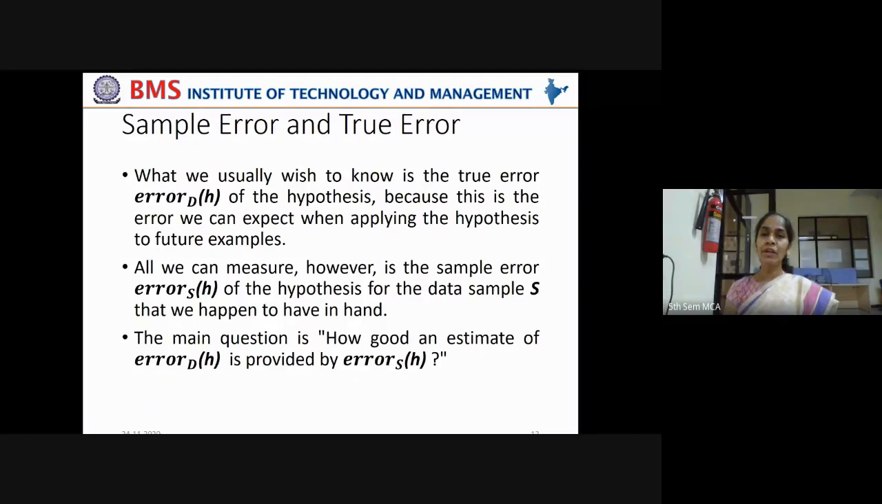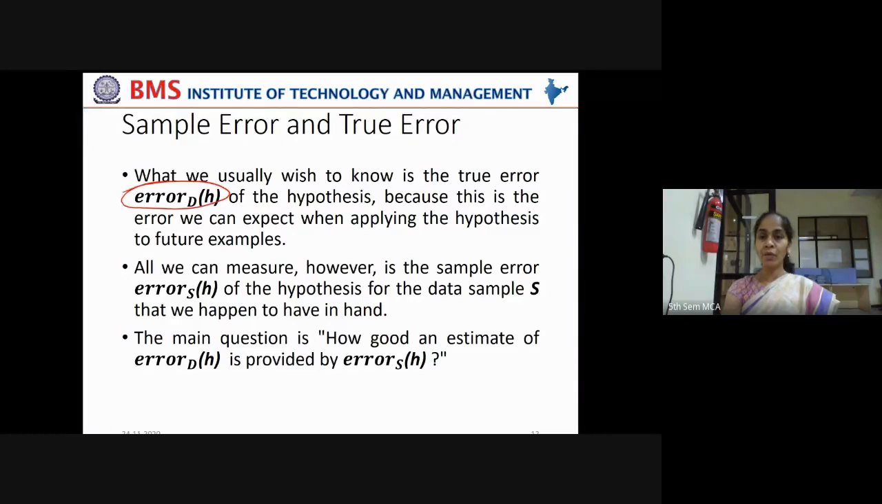Now, what we usually wish to know is the true error of the hypothesis, because this is the error we can expect when applying the hypothesis to future examples, right? It is not the error that we encounter or face when we are training the machine learning model, that we are not interested in. When that model is applied to unseen data, how it is performing, that is really of interest, and that is called the true error.